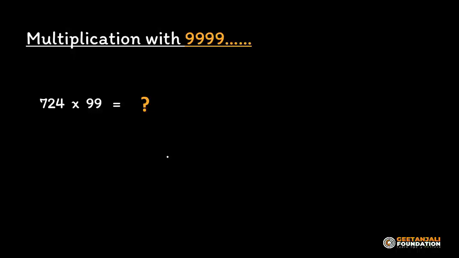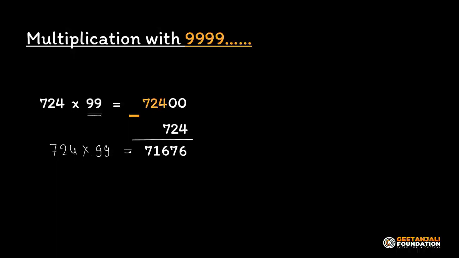In the first step, in the multiplier we count how many 9s are there. So there are two 9s. After the multiplicand we add 2 zeros. So your new number is 72400. What will be the next step? You subtract the original multiplicand from this number. The original multiplicand was 724. So when you subtract it from 72400, you get 71676.